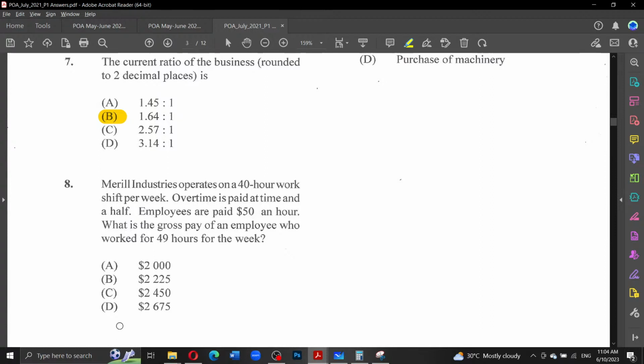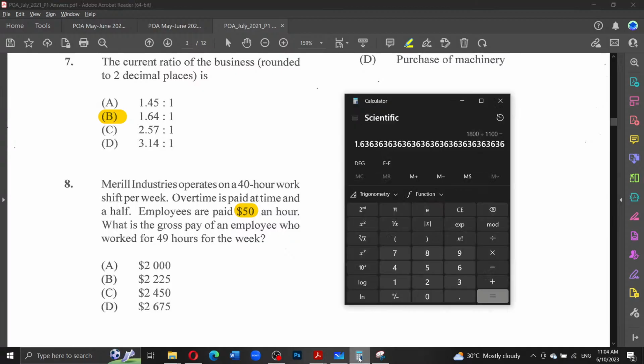Number 4, Merrill Industries operates a 40-hour shift per week, which means that 40 hours is the basic week. Overtime is paid at time and a half, and the employee is paid $50 per hour. What's the gross pay if the person works 9 hours extra? Right, so you work 40 hours at $50. That is 2,000. And then we have 9 hours extra at $50, paid at time and a half, plus 2,000. So 2675.